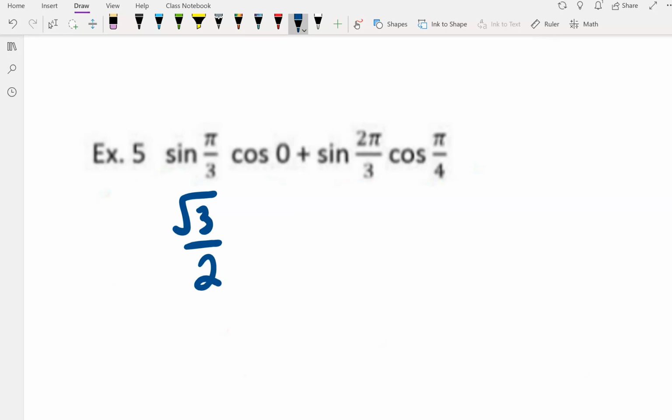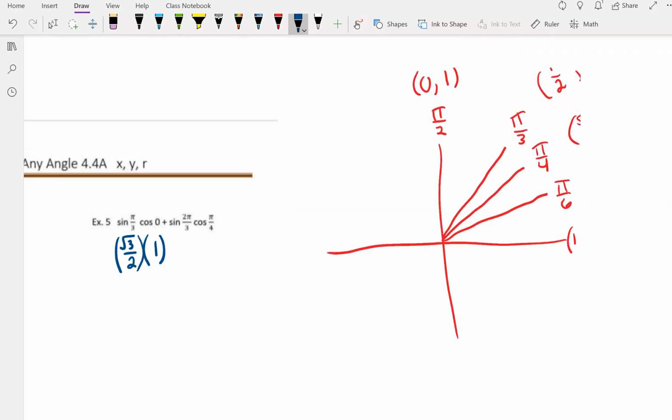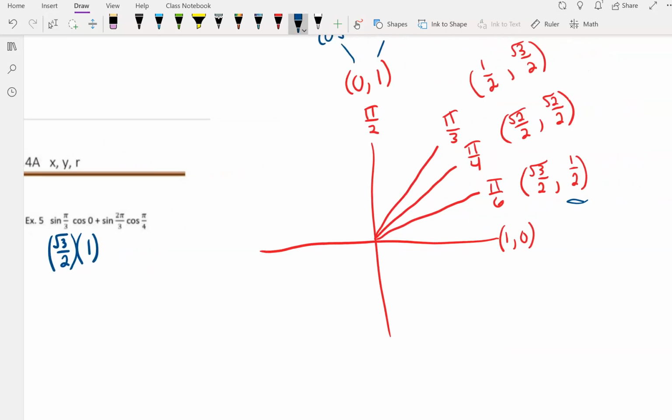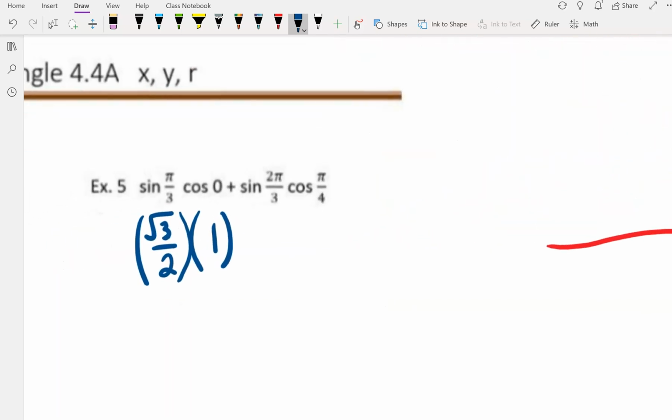And then cosine 0 you should have memorized. That is just 1. If you didn't remember that, you should be able to get that by looking at the unit circle. Cosine of 0. So a 0-degree angle would be over here. And then cosine is the x-coordinate, so that's why it's 1.